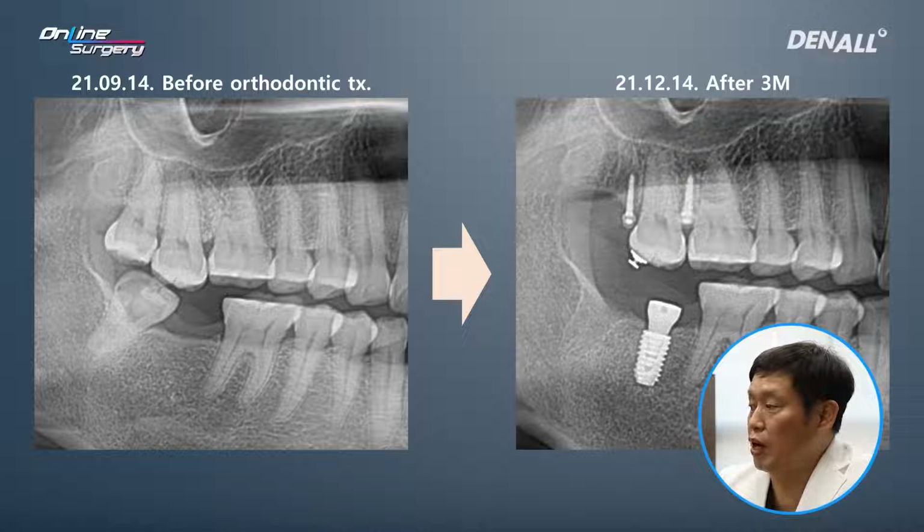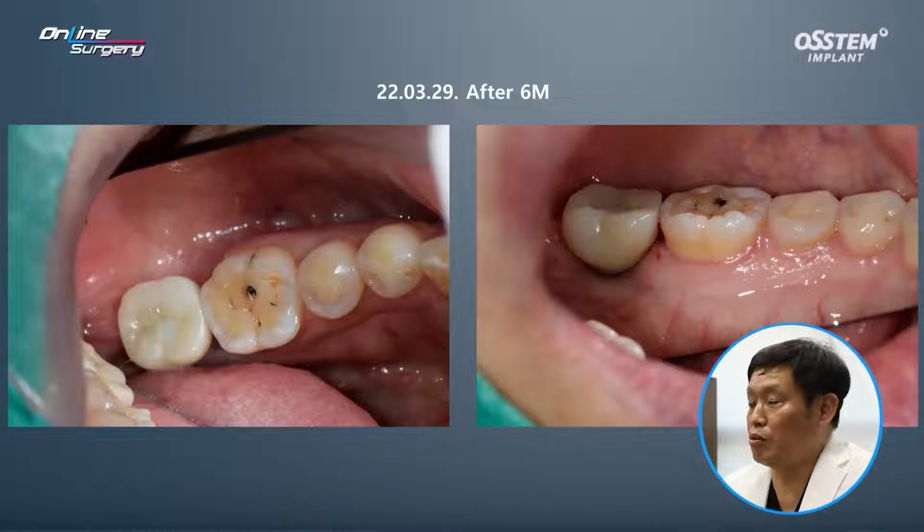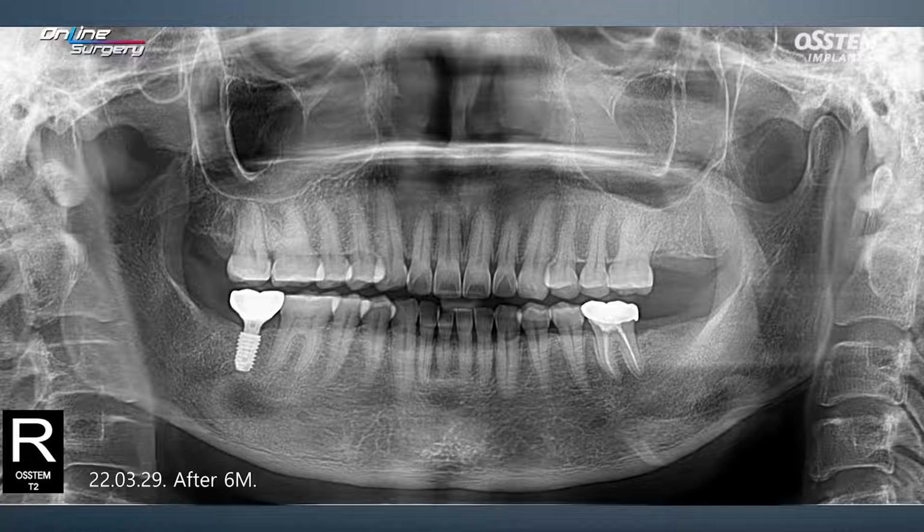In September, this is when orthodontic treatment was yet to be provided. In December 2021, before the prosthesis was delivered, you can see that 2 orthodontic screws were placed, and with the power chain, the super eruption was resolved, and there was no problem in delivering the prosthesis. This is after prosthesis delivery. Because the erupted tooth was repositioned, the relation with the antagonist was good and occlusion was well formed. This is the panoramic image after final delivery. The relation between adjacent teeth and prosthesis has been completed nicely.